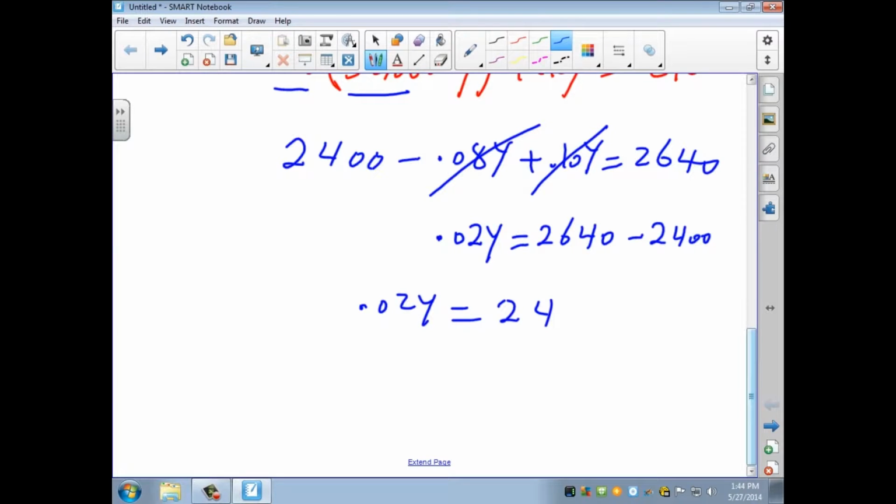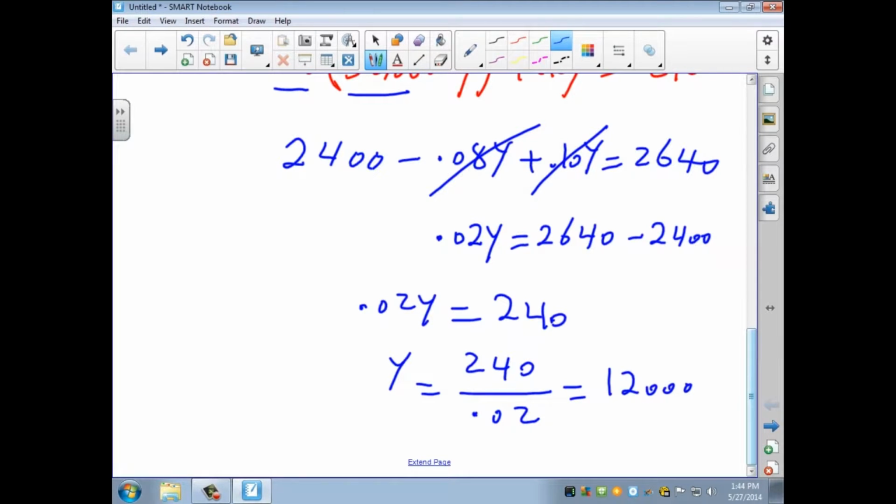I'm sorry. Yeah, it would be 240, right? It would be 240. Then y would be equal to 240 divided by 0.02. That would give you $12,000. That is the amount invested in bond B. That's what y was.